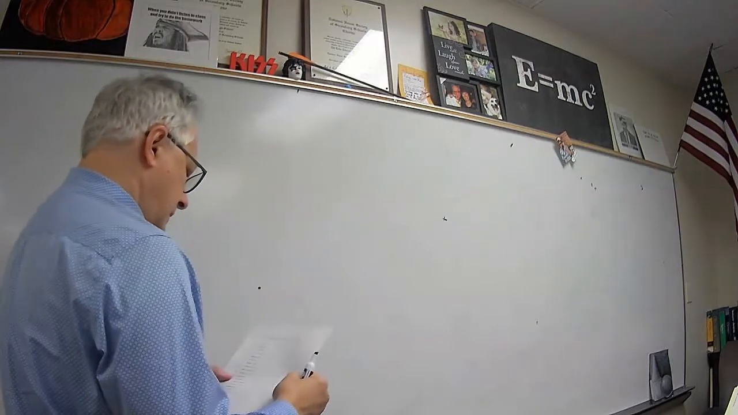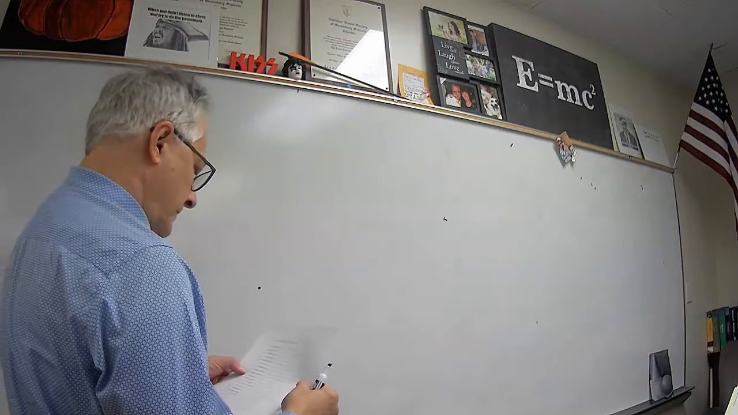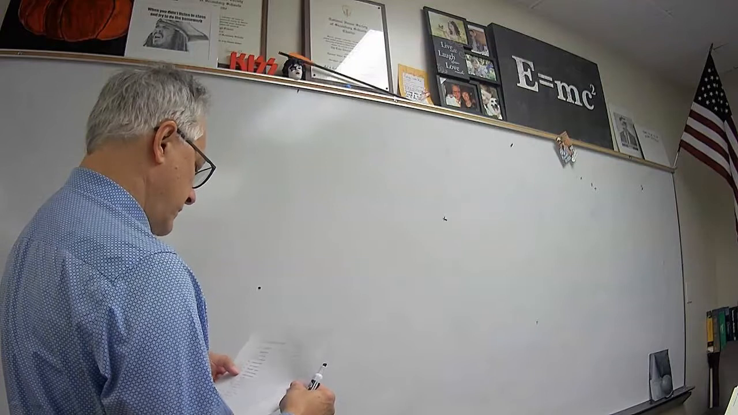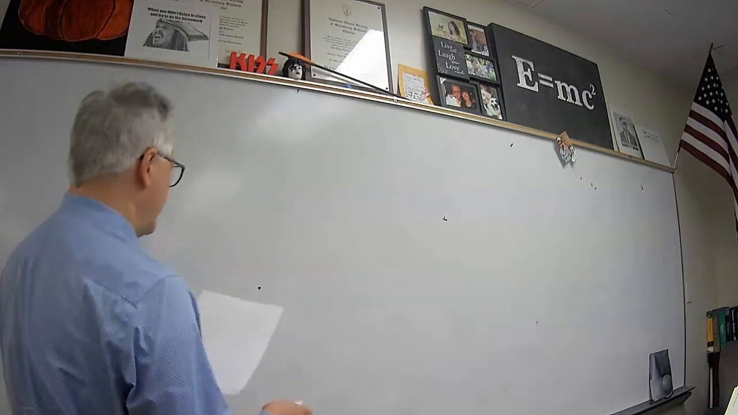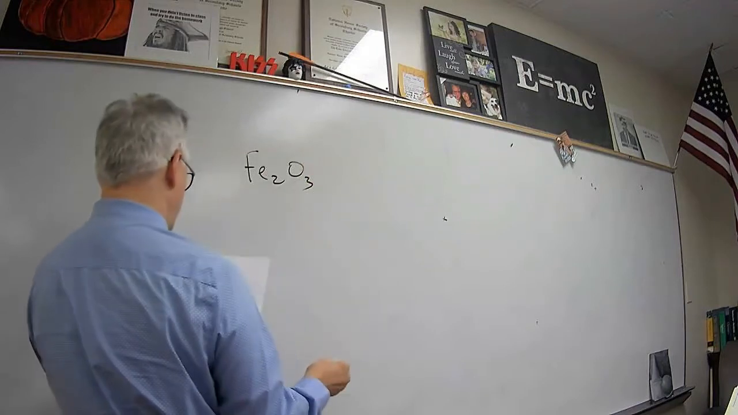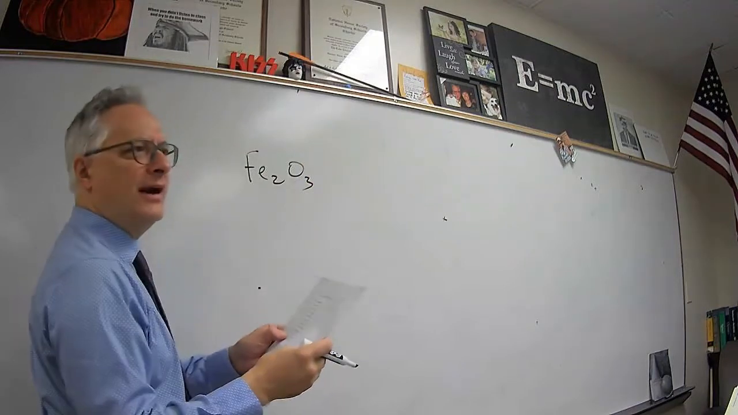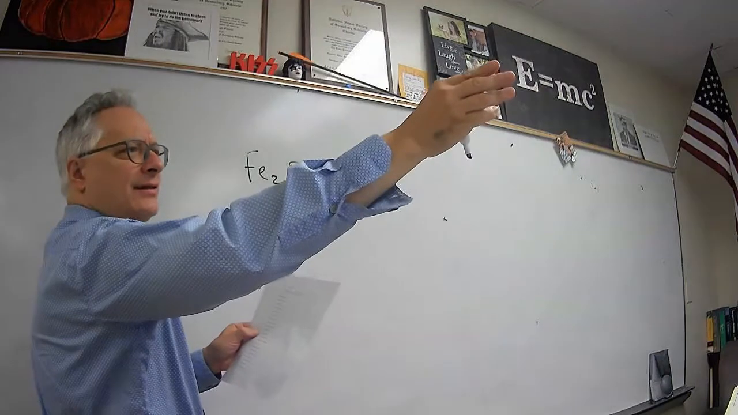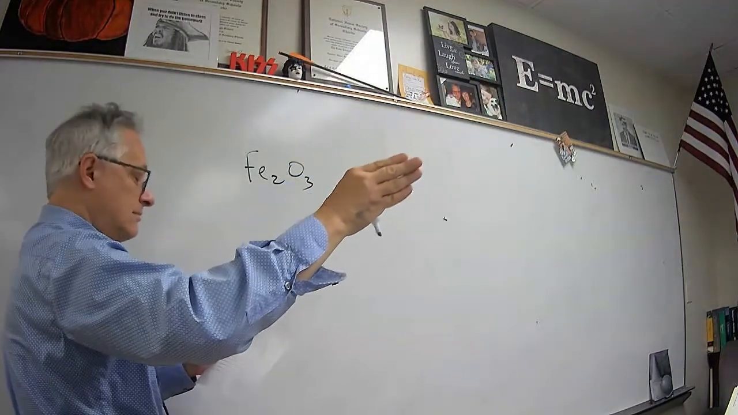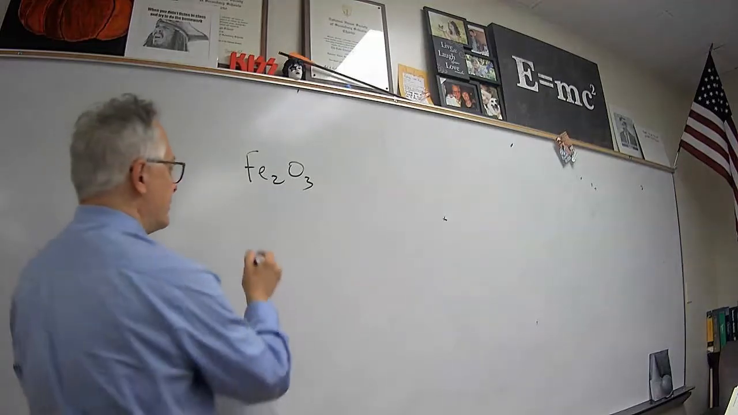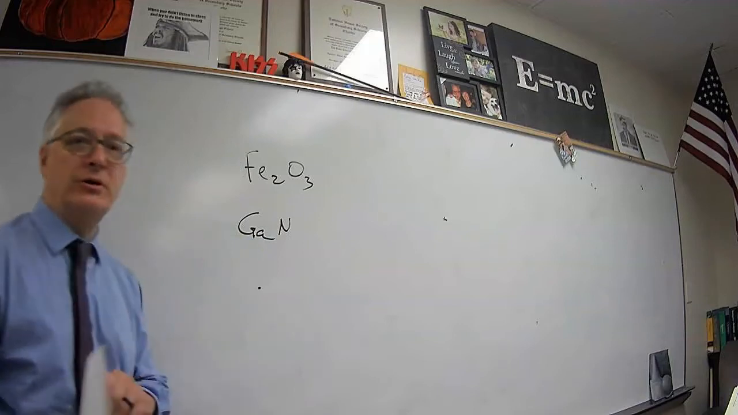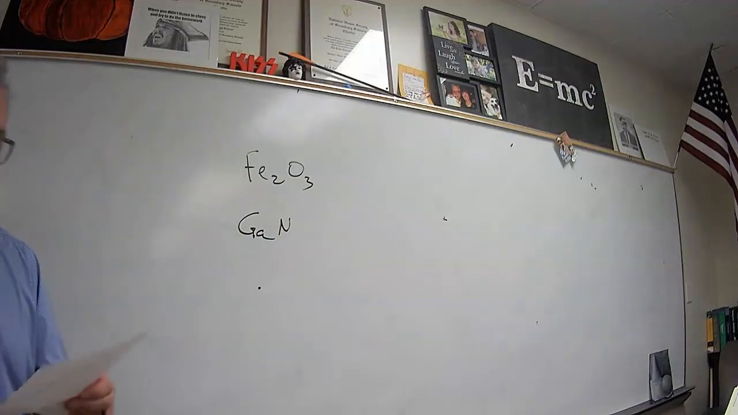Where were we? What number was that? 30? Okay, very good. 31. Iron 3 oxide, Fe2O3. And you can prove that to yourself. Gallium nitride. Well, gallium is right below aluminum. So if I had to guess, that's going to get a +3 charge. And I know that nitride gets a -3 charge. So there's my formula for gallium nitride.